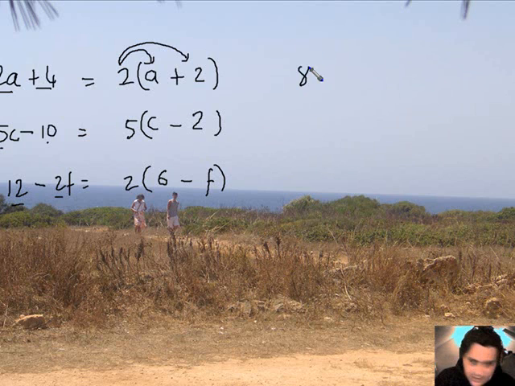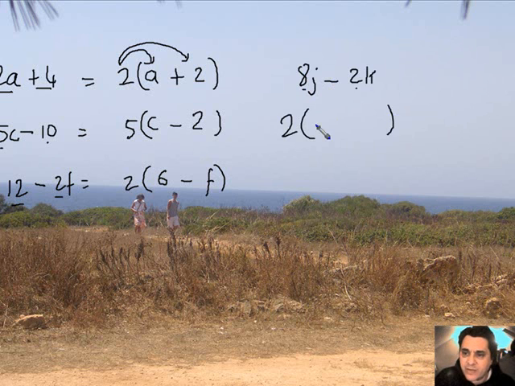Let's just look at H. H says this: 8j take away 2k. What's common? I can take an 8 from that one, but I can't take an 8 from that. The biggest I can take is 2. So I'll take a 2 out of each of you. That will leave me with 4j inside, because 2 times 4j makes 8j. And 2 times a single k will give me 2k, but it's negative. 2 times minus k makes minus 2k. So that's correct.